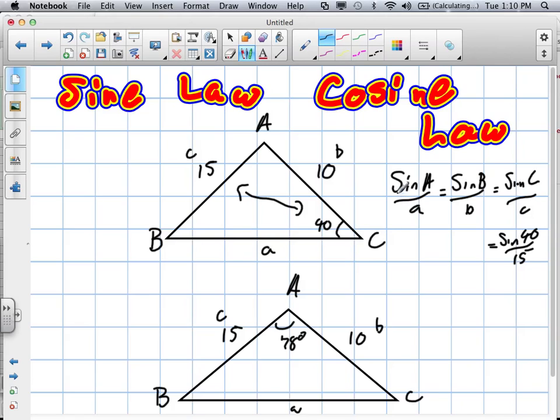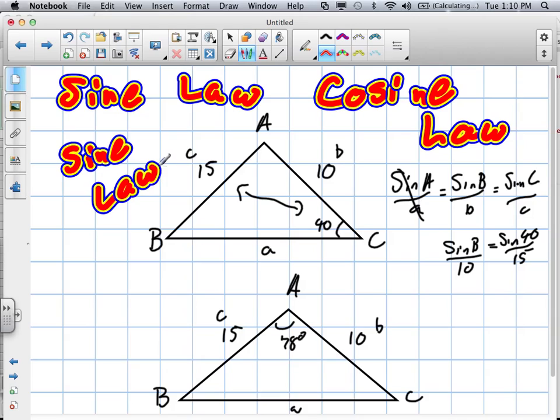Okay? B, we're looking for angle B, we have side B. So I can set this up, and we have nothing for A, so we kind of drop it off. In this case here, I don't have any of the opposite ratios. So I would use cosine law, and I'm just going to quickly explain why. I'll write the answers here. So this is a sine law, and this one's cosine law.